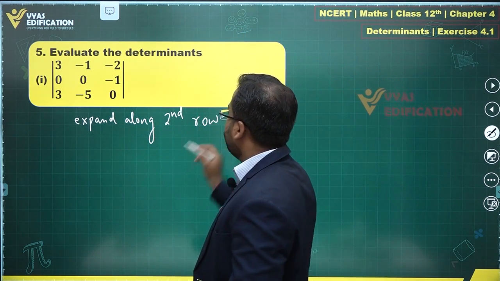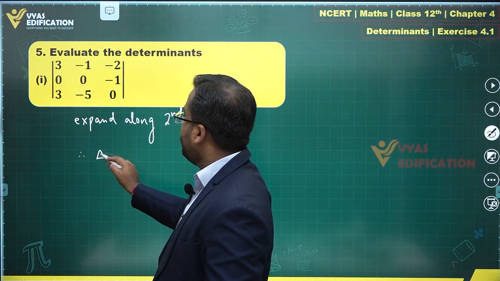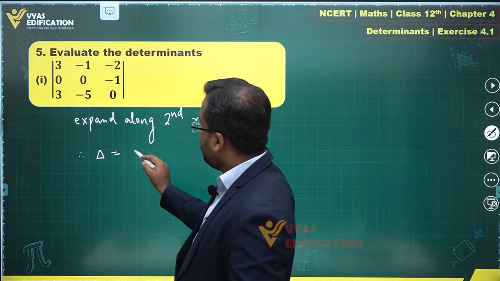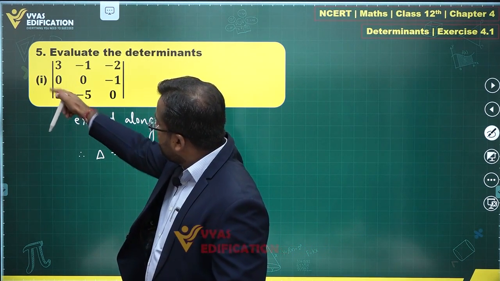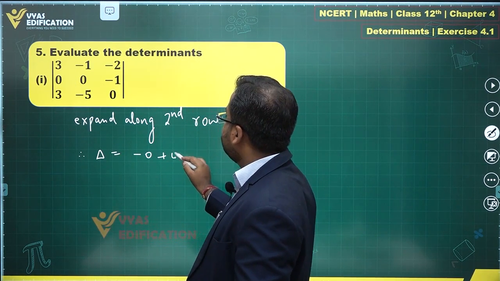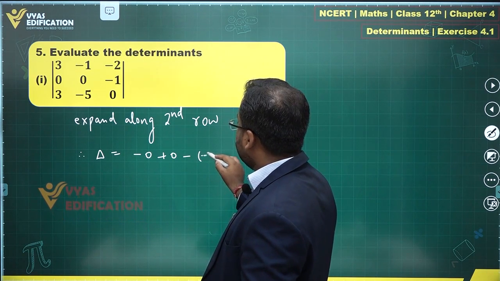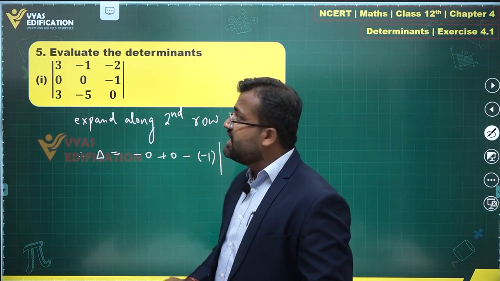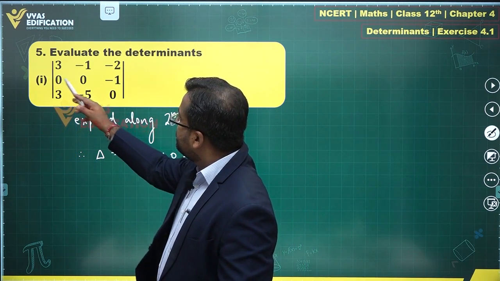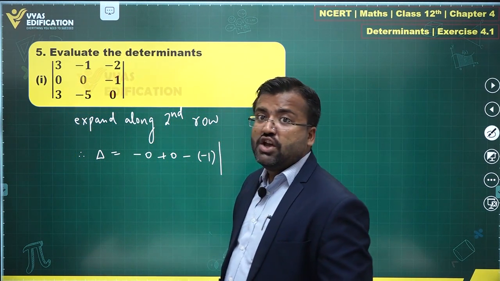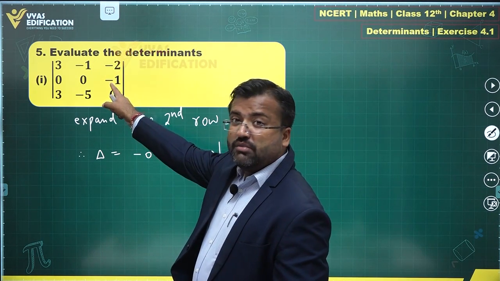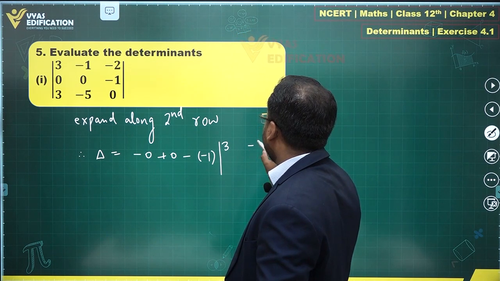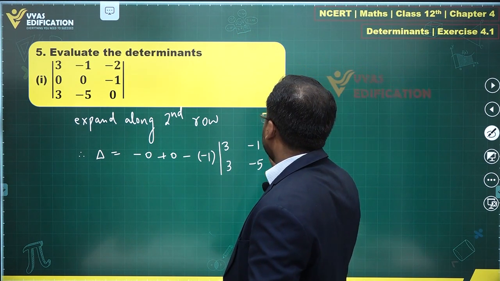And what does this give us? Let's call this value delta, and delta will be equal to what? Delta will be equal to minus, there will be a minus over here, minus 0 plus 0, and there's a minus 1 over here, and the determinant along with this will be a 2 by 2 determinant, which will be obtained by eliminating the row and column containing this minus 1. What will that be? 3 minus 1, 3 minus 5. This is what you have, right?